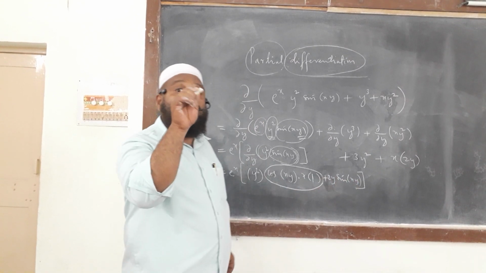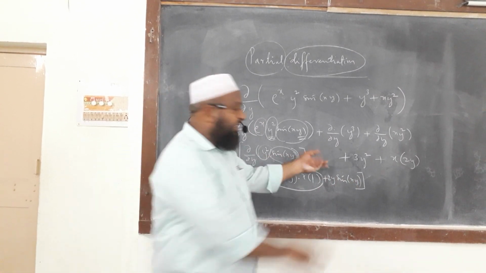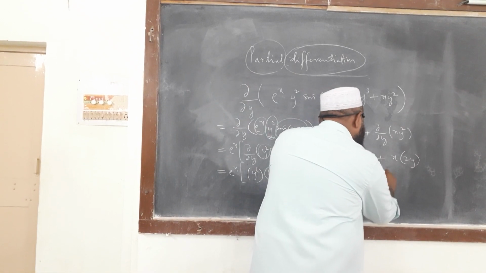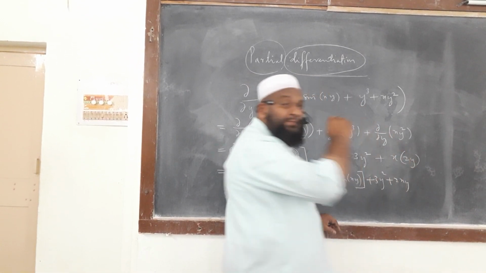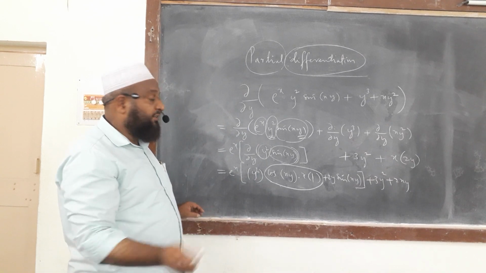That's over. So up to where we have done, up to this. Then this will copy as it is, plus 3y square plus 2xy. I hope you understood. Copy this.